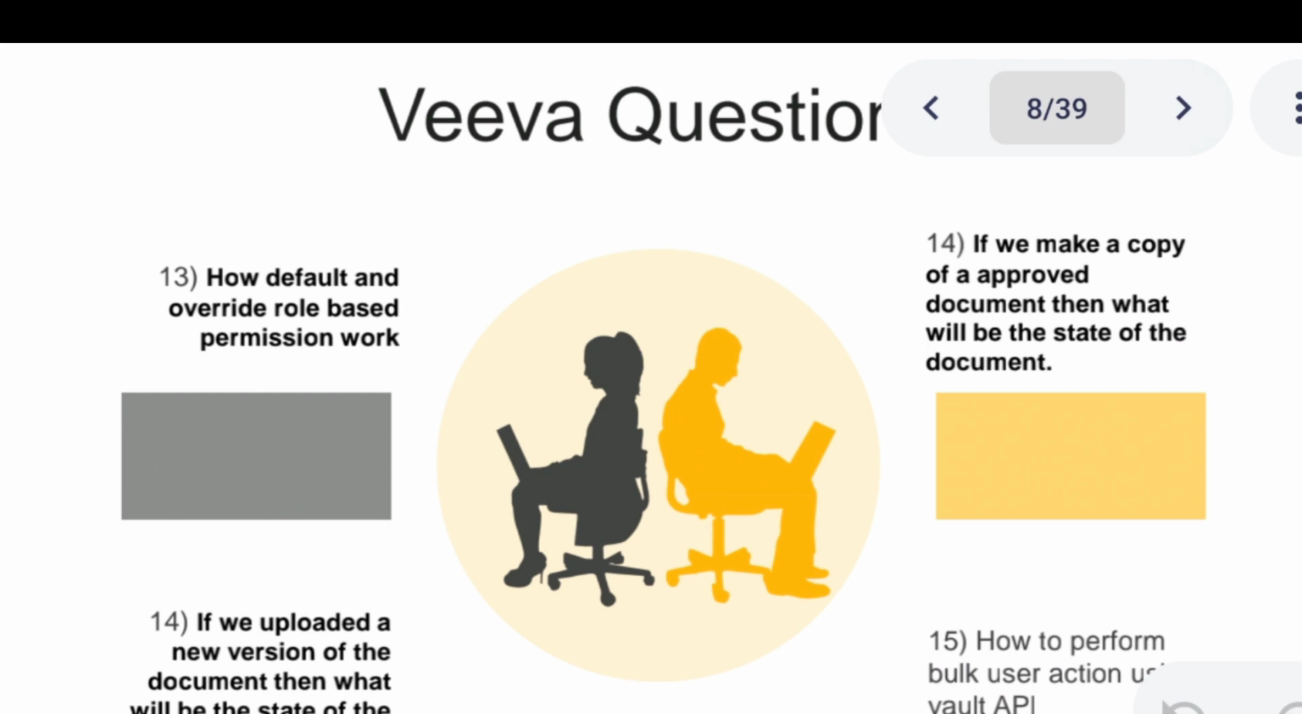How do default and override role based permission work? You have to tell that in every life cycle, right, we have roles, and there we have the default permission and override roles as well. So you must be aware of those, how those work, what are the limitations, what are the benefits of those permissions, etc.